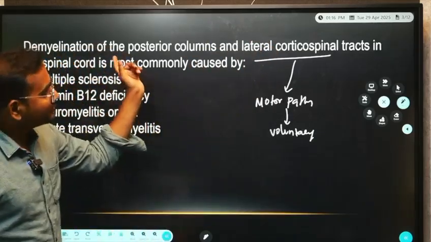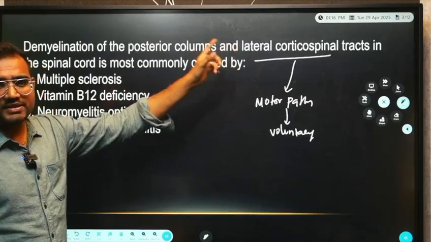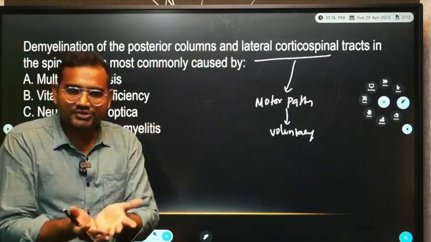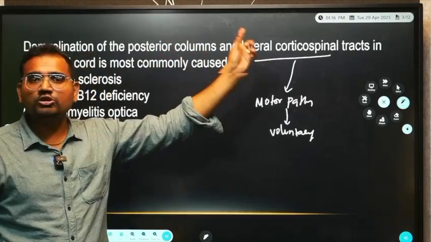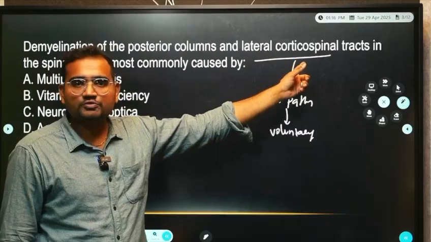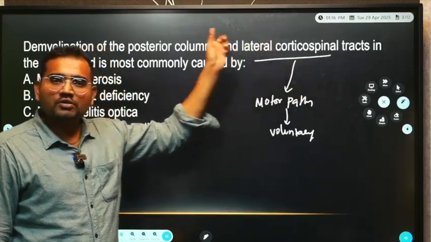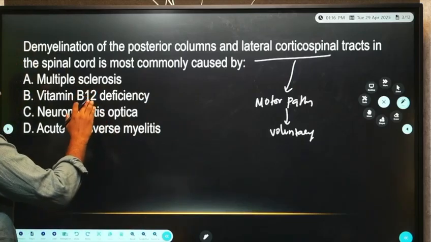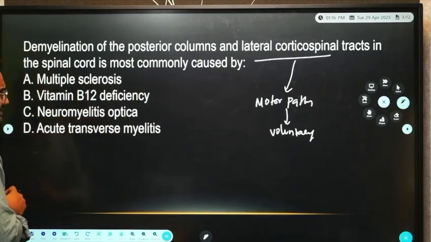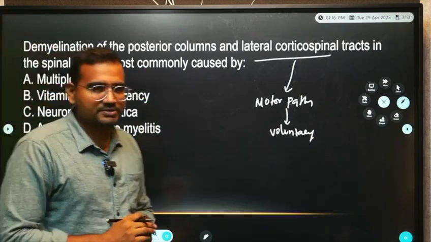Okay, now what happens in this scenario is there is going to be damage to the nerve sheath carrying sensory information from the posterior column and the motor information from the corticospinal tracts. So these conditions are majorly caused by multiple sclerosis, vitamin B12 deficiency, neuromyelitis optica, and acute transverse myelitis.